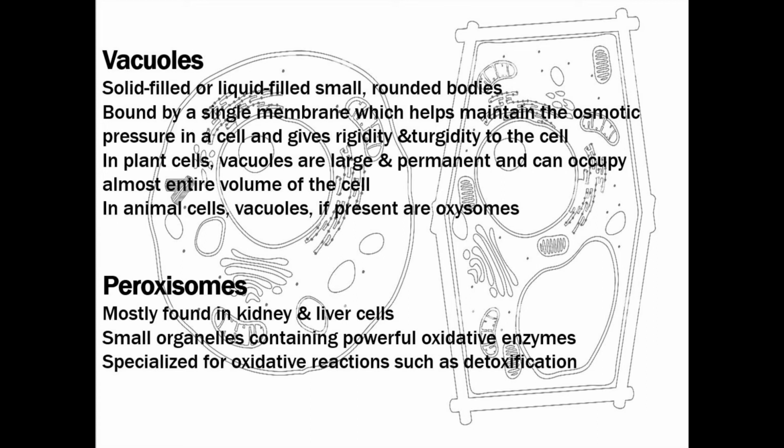In plant cells, these are large and permanent and almost occupy the entire region of the cell. In animal cells, vacuoles present are oxysomes. Now, what are these peroxisomes or oxysomes, you can say? Mostly found in kidney and liver cells.